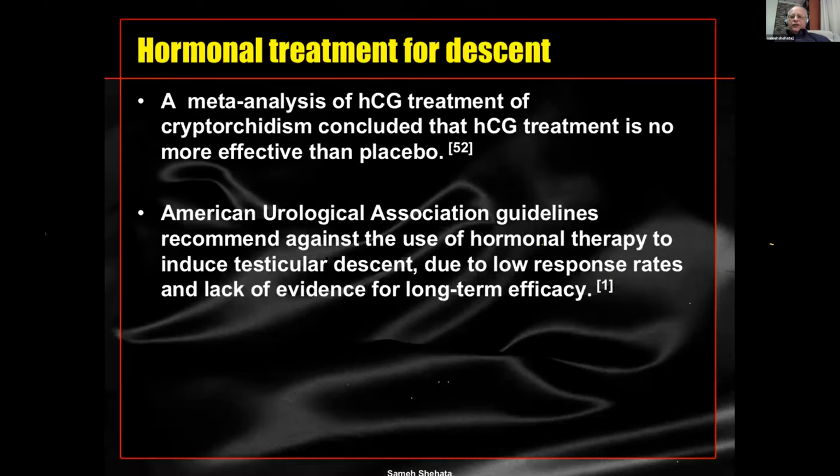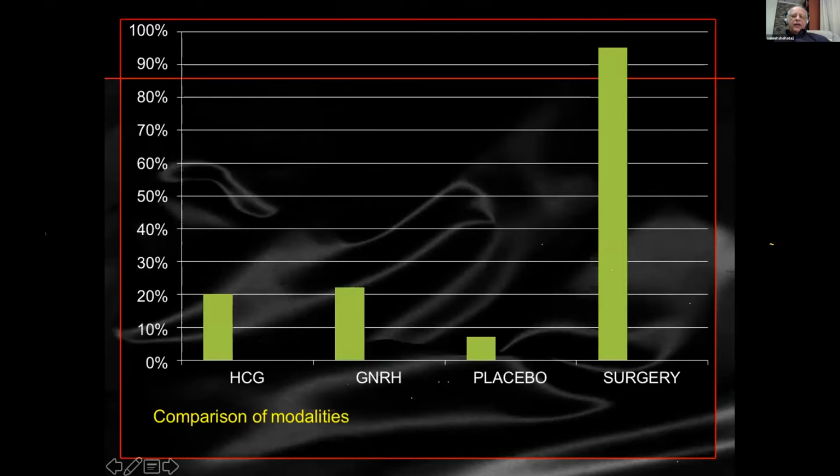And if we look here at this graph, it's very obvious, this is a placebo in the range of 10%. This is HCG and gonadotropin-releasing hormone. Both of them are in the range of 20%. And if you wait a little bit, you will get reascent once again, so you get results in the range of 15%. This is compared to 95% success of surgery. So again, for descent, hormonal treatment is not recommended.